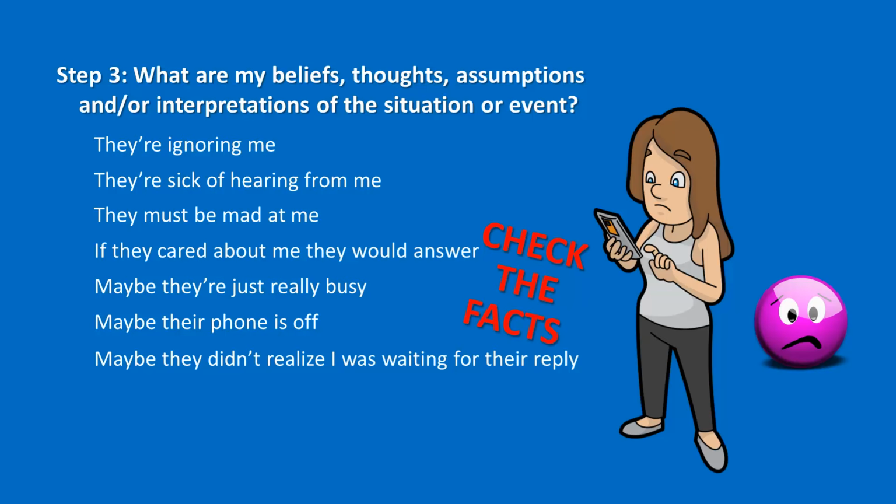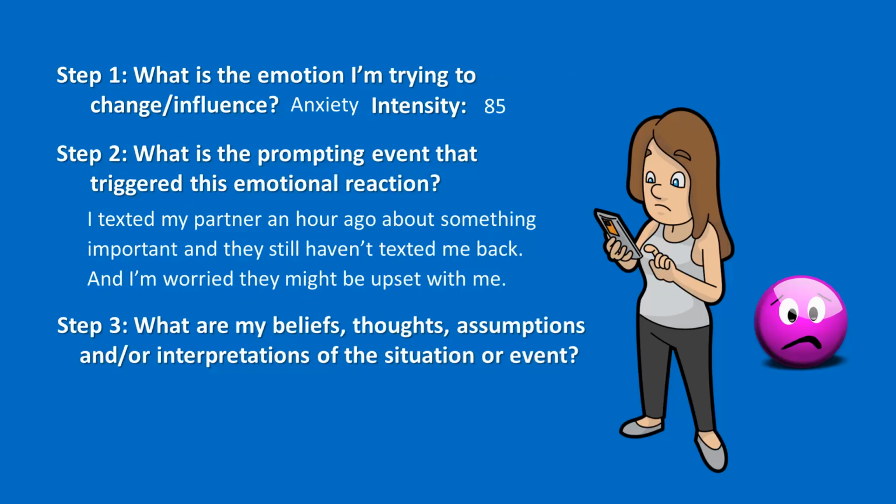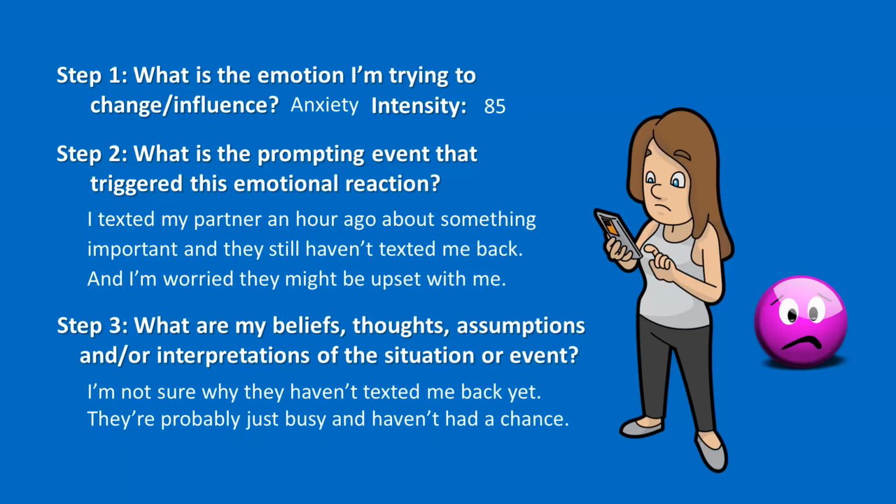So now we reframe our interpretation of the event, taking into account all of the various different interpretations we've come up with, and write out an interpretation that's more accurate and balanced and better fits the facts than our original ones, which might be something like, I'm not sure why they haven't texted me back yet. They're probably just busy and haven't had a chance.